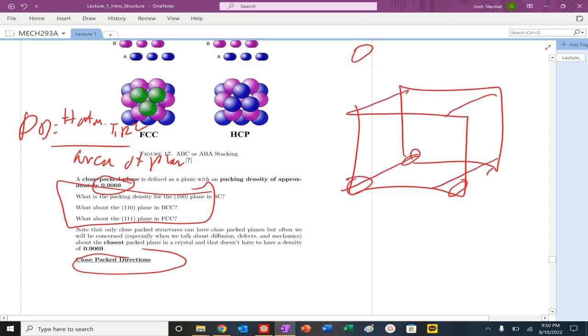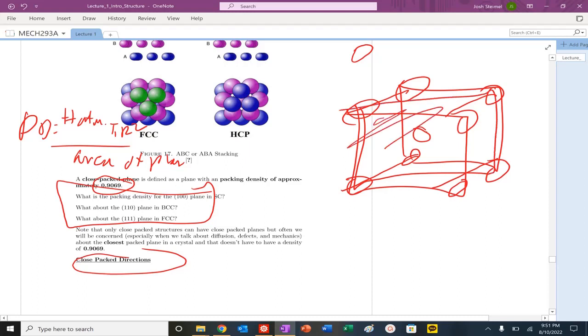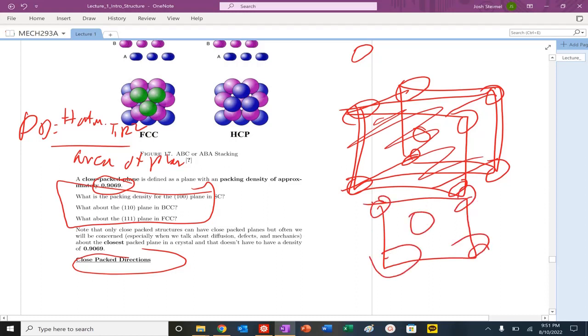If I look at a BCC structure, now, the 1, 0, 0 plane in simple cubic is the closest packed plane, but it's not a close packed plane. We can't have a close packed plane in simple cubic because it's not a close packed structure. So the closest packed plane is 1, 0, 0, but it is not a close packed plane per se. This is 1, 0, 0, again, projected here. Quarter, quarter, quarter, quarter, one atom in the middle. This distance here is A. This distance is A root 2.